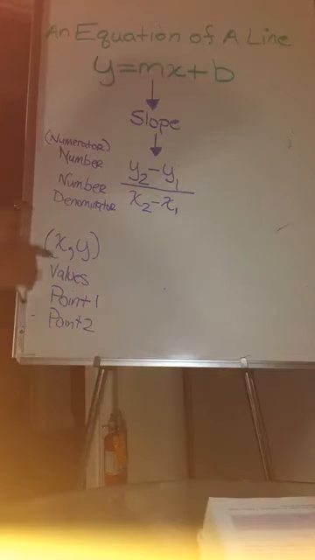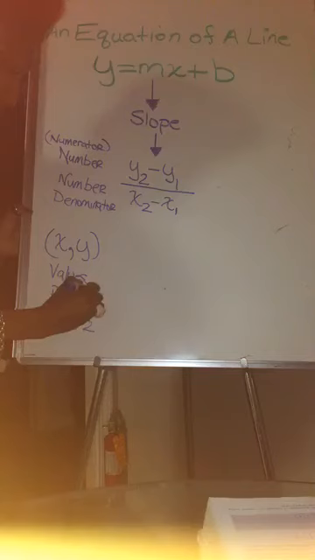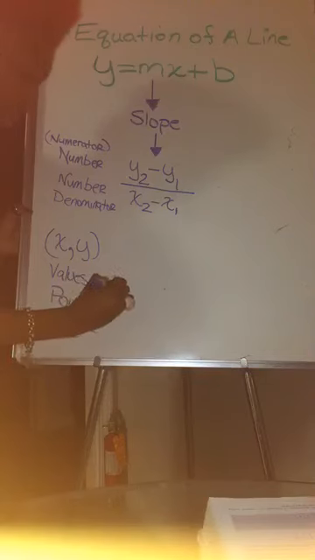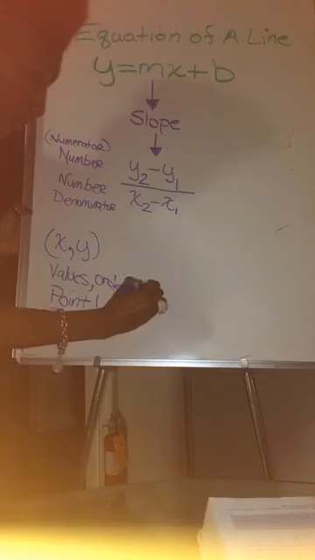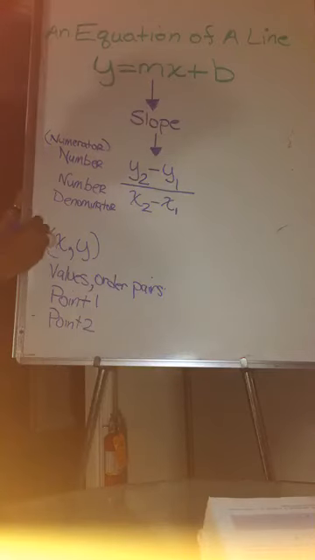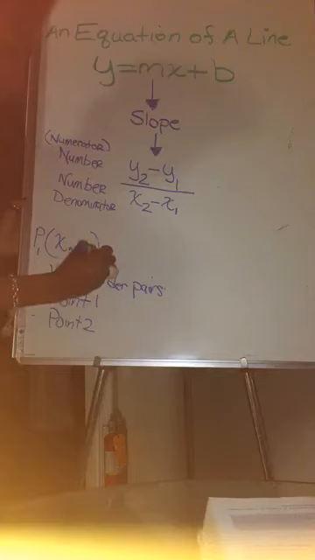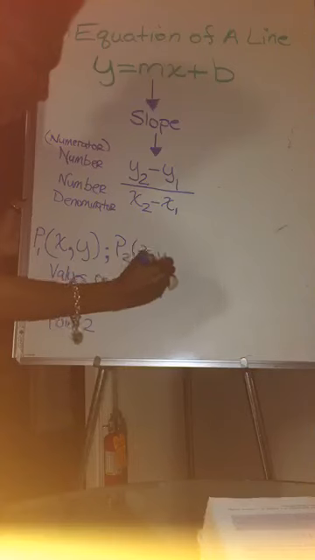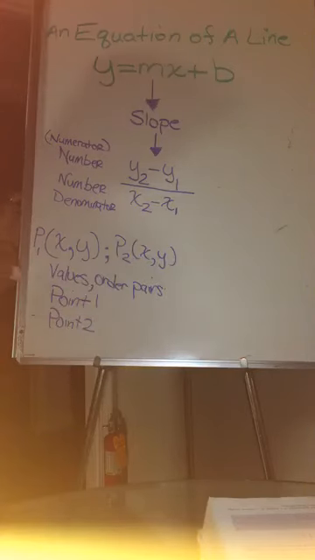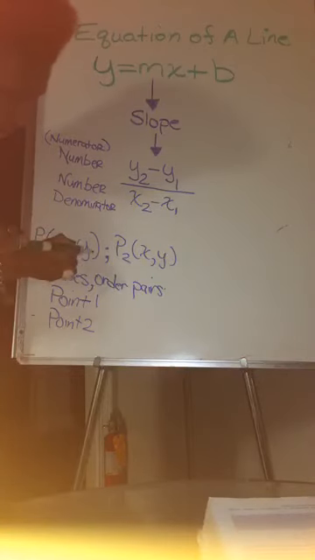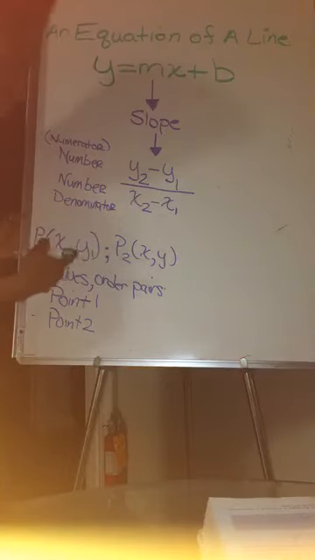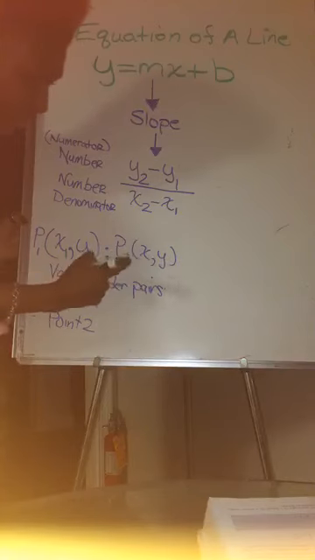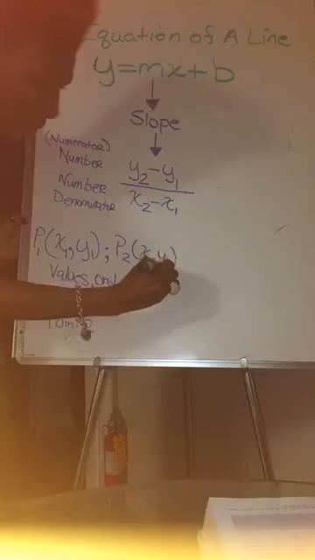Okay? It's also called ordered pairs. So this could be point 1, and then you can have another one that's called point 2, with x and y values. So this could be x sub 1 here. I'm going to put a 1 here. And this could be y sub 1, so you can understand where I'm going with this. Point 2 could be x sub 2, y sub 2.